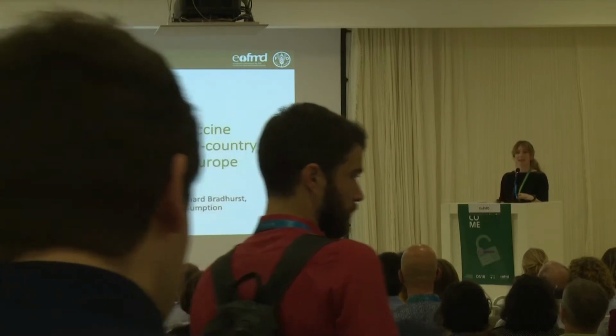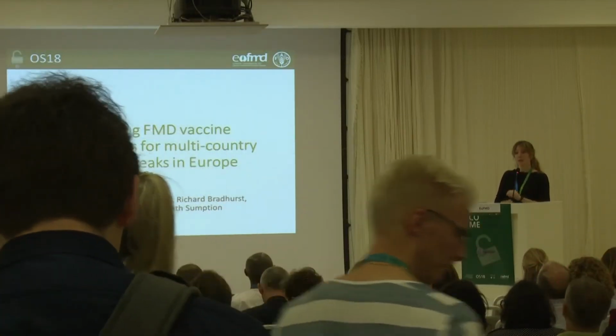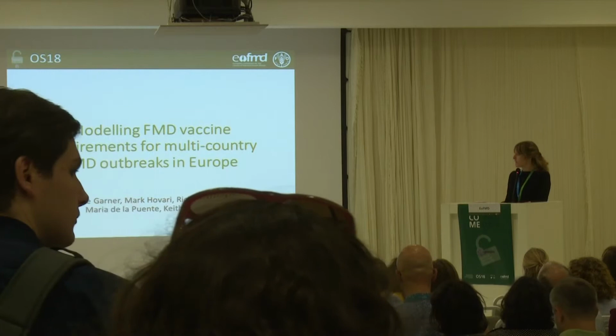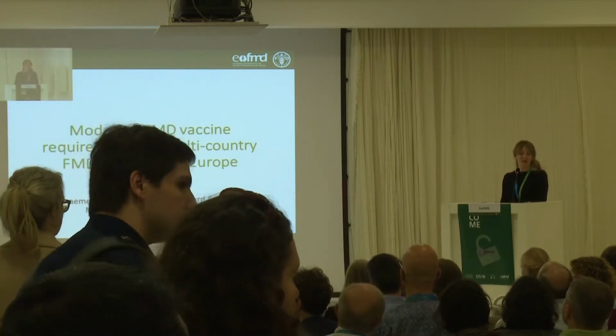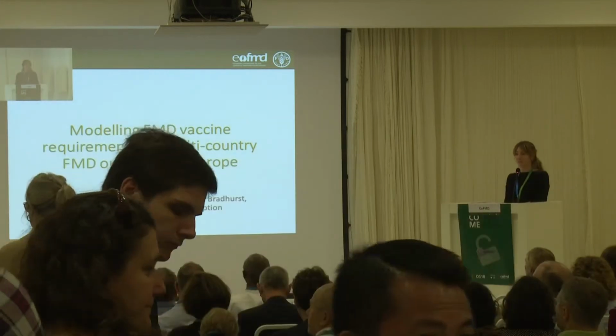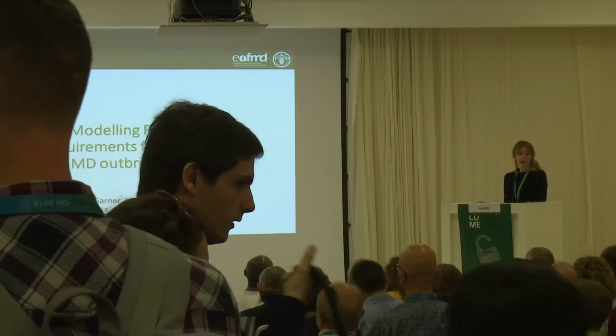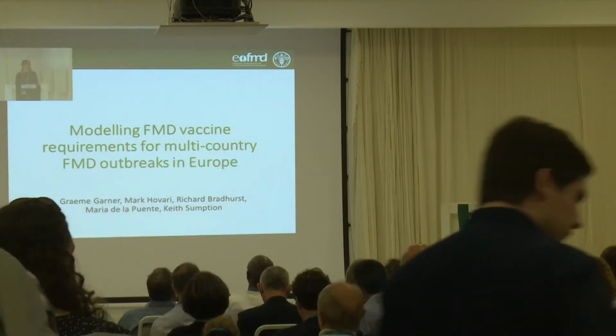Following slides and case study that has been prepared by Graham Garner. Graham Garner, together with Richard Bradhurst, that is here, are the fathers of the Australian animal disease spread model, and also of the adaptation of the model to Europe.